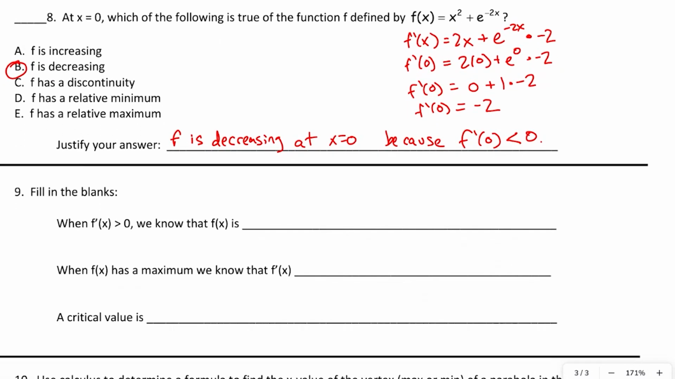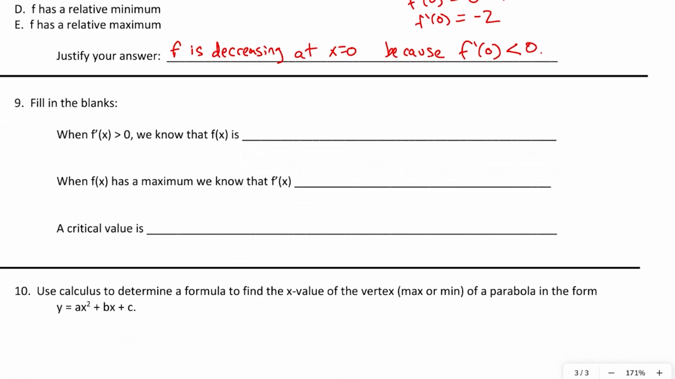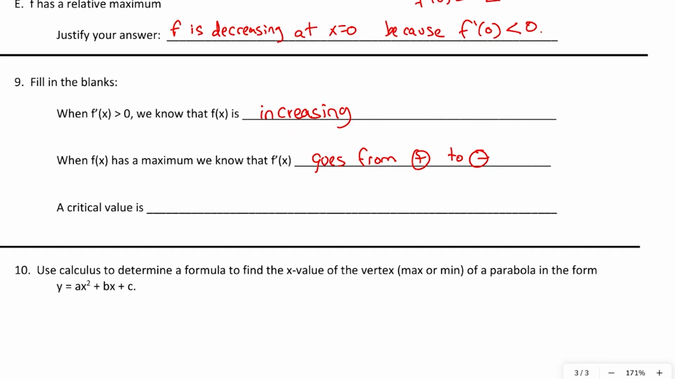Number 9. It says when f prime is greater than 0, we know that f is increasing. When f has a maximum, we know the derivative goes from being positive to negative. Just to nail down this definition, a critical value is when the derivative equals 0 or is undefined.